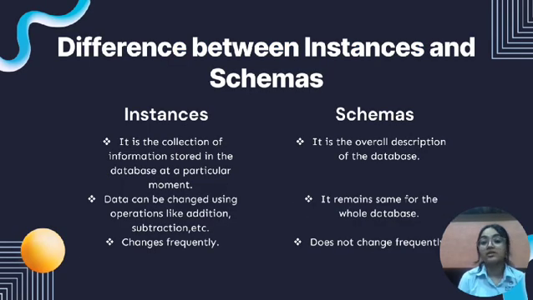Now the difference between instances and schemas. Instances basically are the collection of information stored in the database at a particular moment of time, whereas schemas are the overall description of the database. The data stored in the instances can be changed using operations like addition and subtraction, whereas the data stored in schemas remains the same for the whole database.